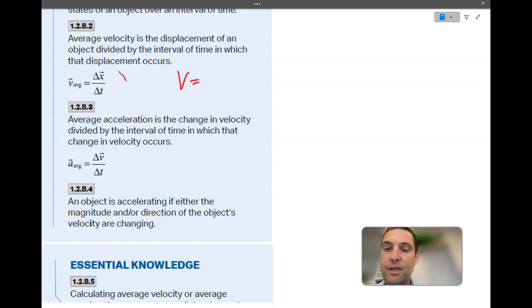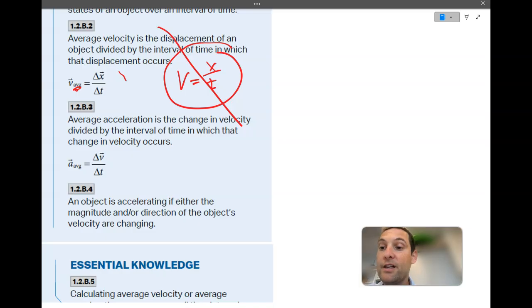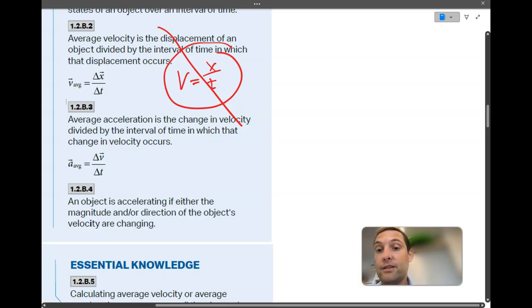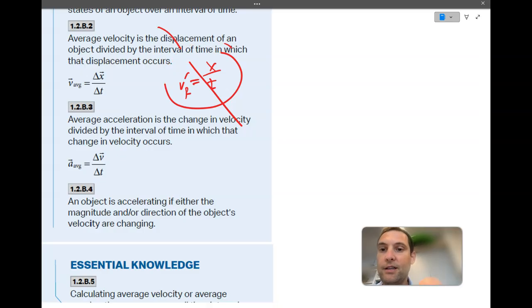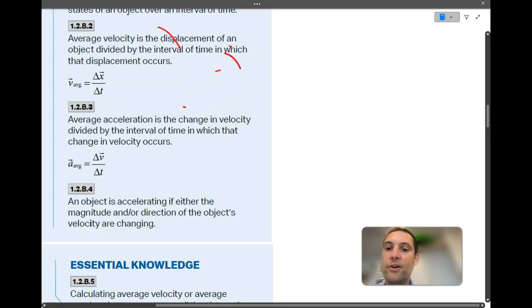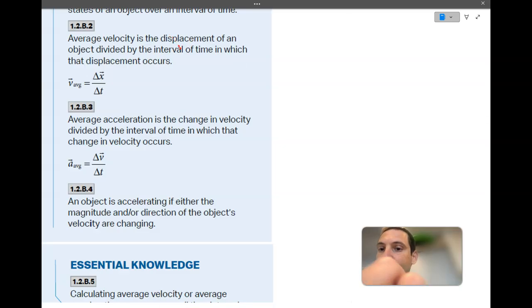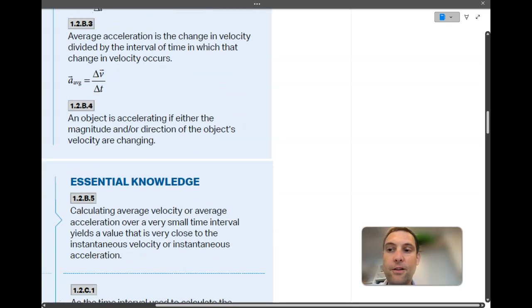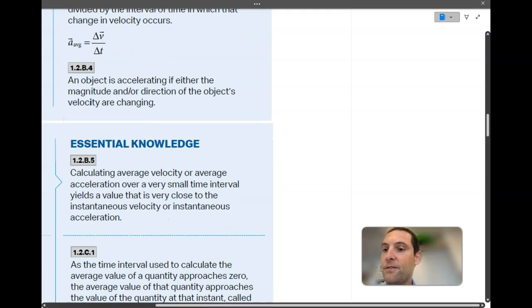Sometimes I see people write v equals x over t. No, that is not the case. It is the average velocity. And it's important to note that it's the average velocity, so that way you don't try to say, oh, this is the final velocity or the initial velocity. No, that is just your average velocity. Average acceleration, same kind of idea, same looking formula, delta v over delta t.